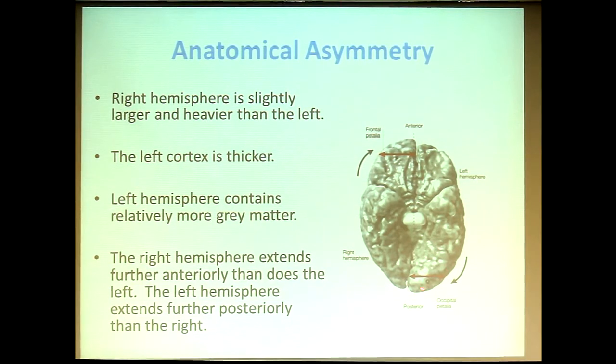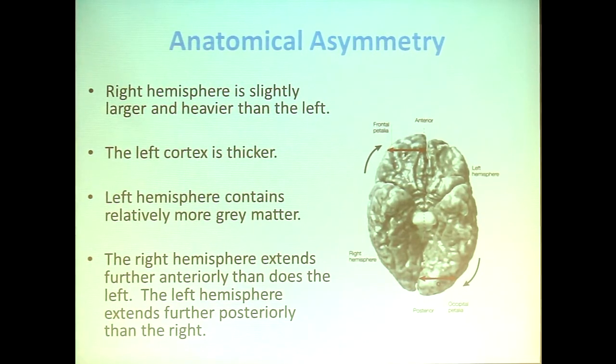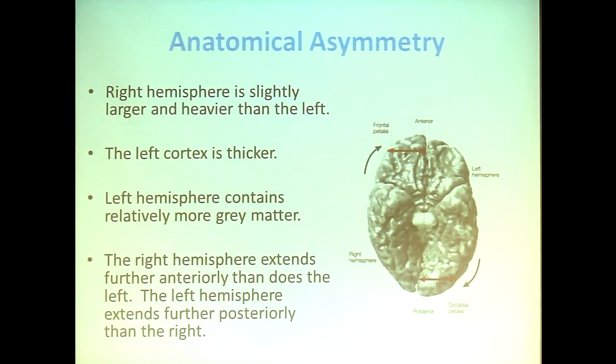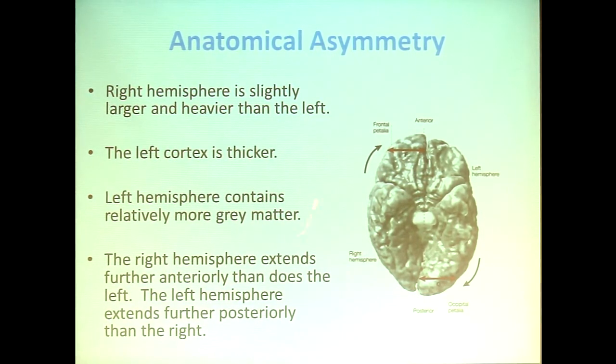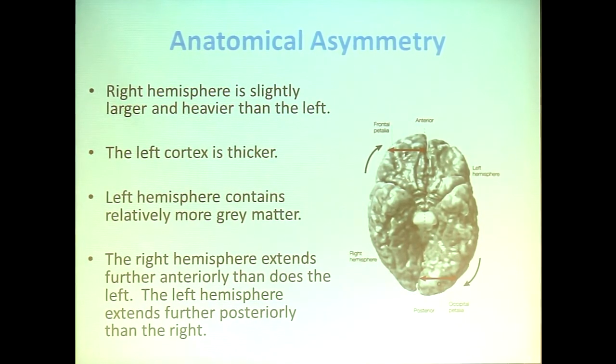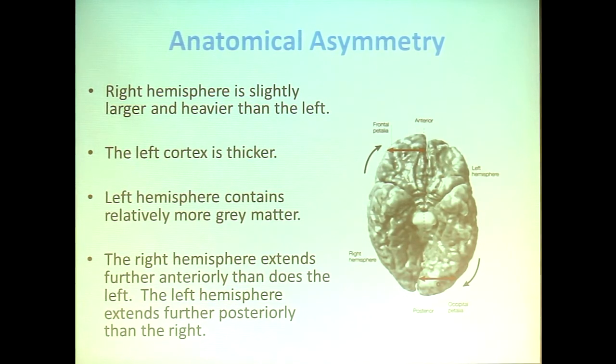Now there is an anatomical asymmetry between the hemispheres. The right hemisphere is slightly larger and heavier than the left hemisphere, but the left cortex is thicker. And the left hemisphere contains relatively more gray matter. That's all good and well knowing that. Unfortunately, we don't really know why yet, but I'm sure in the next few years we'll find out why. And the right hemisphere extends further towards the front than does the left hemisphere.